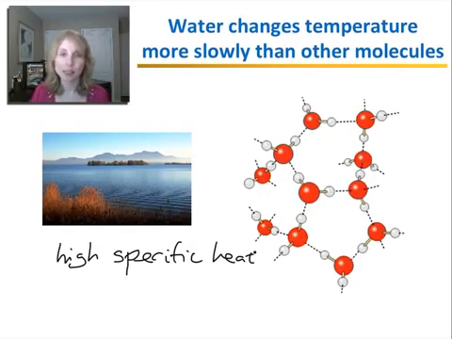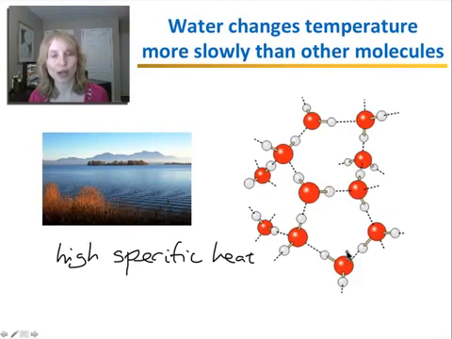Water has a high specific heat, meaning that you need to add a lot of energy before you can increase its temperature. And that is because the initial heat energy goes into breaking the hydrogen bonds that hold the water molecules together before the heat energy actually raises the temperature of the water. Now, this property of water is important for both moderating the climate on our planet as well as for moderating the internal temperature of living organisms.